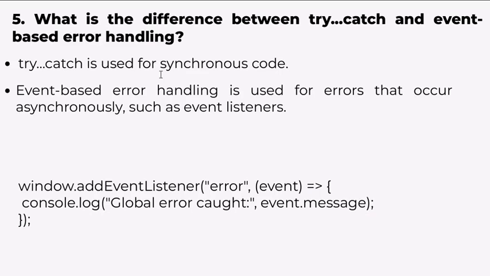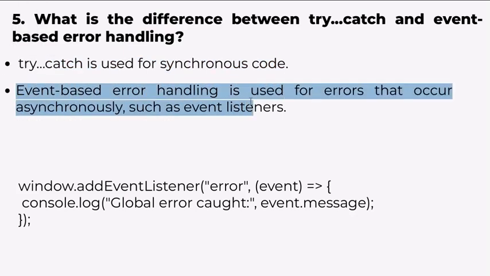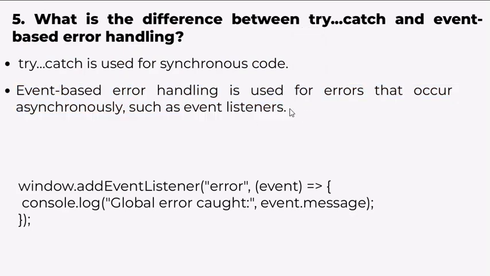So what is the difference between try catch and event based error handling? One thing you need to understand is the difference between try catch and event based error handling, and the second thing is the concept behind them. You can see I have given two points. Try catch is used for synchronous code. I hope you understand the meaning of synchronous code. And event-based error handling is used for errors that occur asynchronously, such as event listeners.